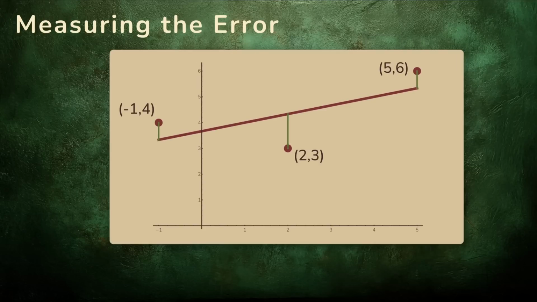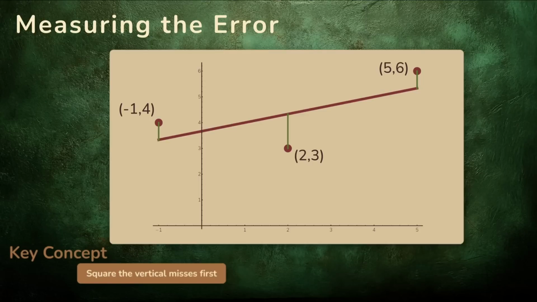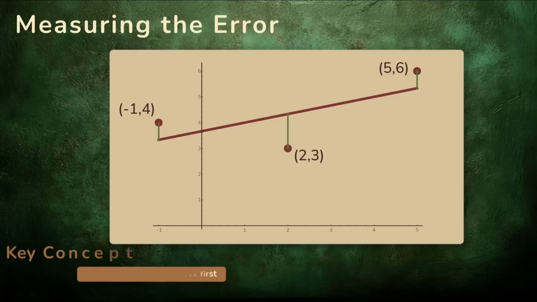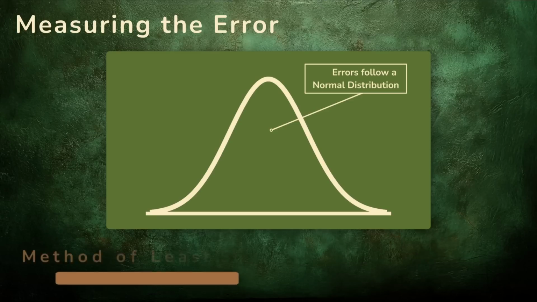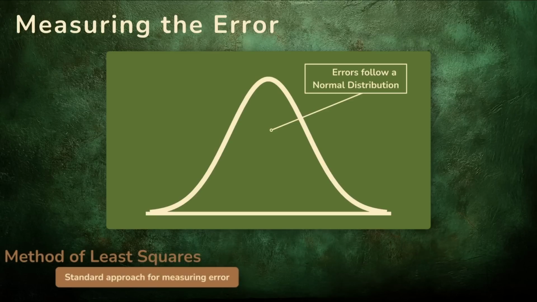Now, here's the twist. We don't just add up those vertical misses. We square them first. Why? Well, squaring makes all the errors positive and gives more weight to bigger mistakes. But more importantly, if the errors follow a normal distribution, minimizing these squared errors gives us the line statistically most likely to represent the data. This is why the standard approach is called the method of least squares.